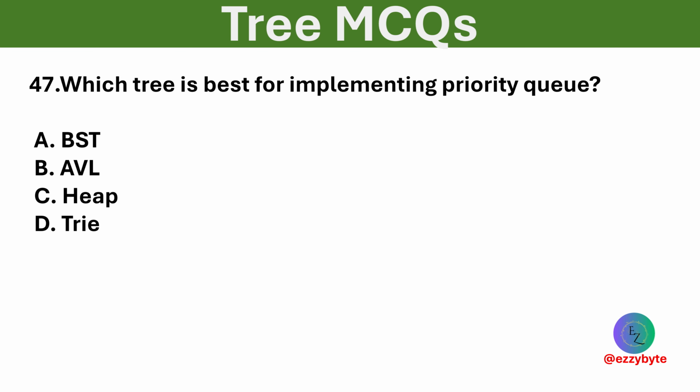Which tree is best for implementing a priority queue? Options are binary search tree, AVL tree, heap, and trie. Option C is correct. A priority queue uses a heap.